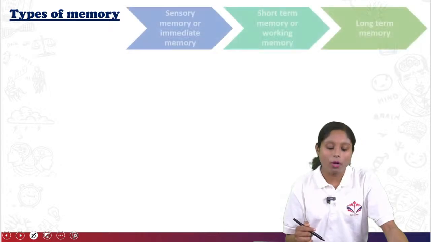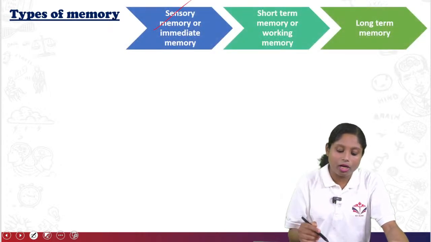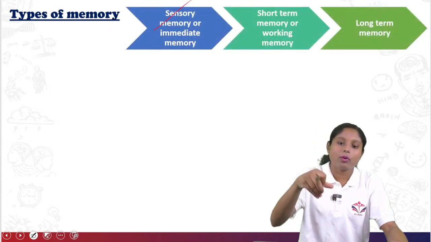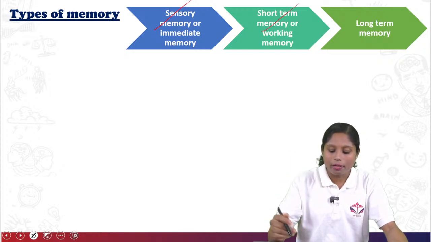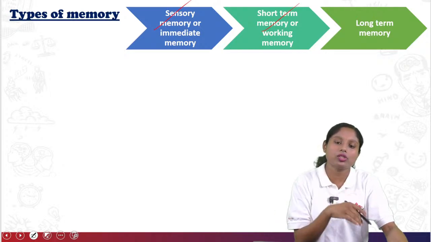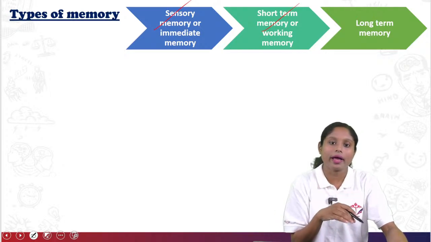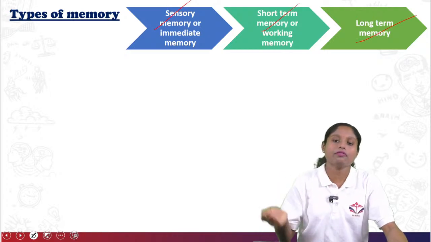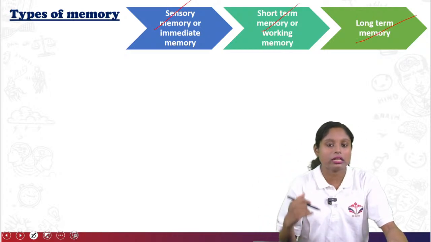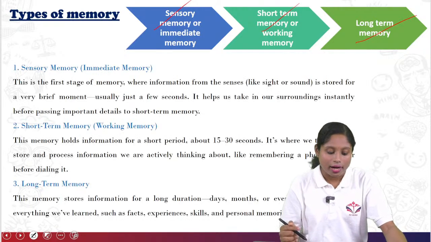Next, we will discuss the types of memory: sensory memory or immediate memory. So from the moment itself, if you had a stimulus, you have that immediate memory. Short-term memory or working memory: what happened last day, what happened last week, that is what you are remembering. That is short-term memory. Long-term memory: from the past itself, you are remembering things. That is long-term memory. So these are the types of memory.